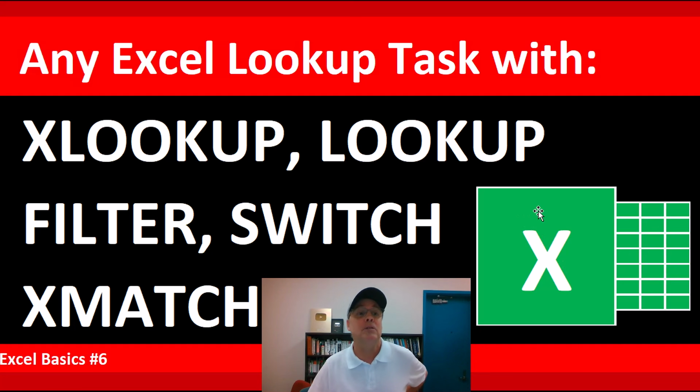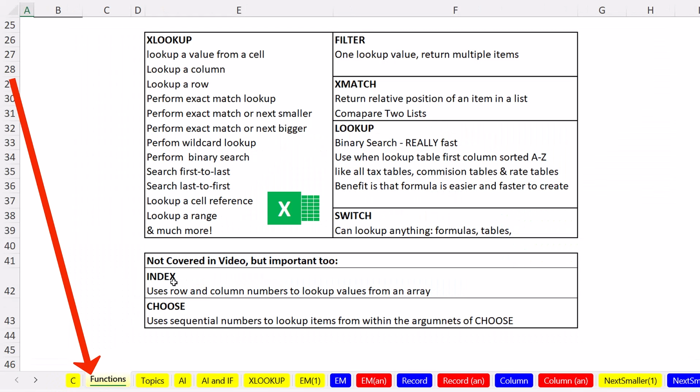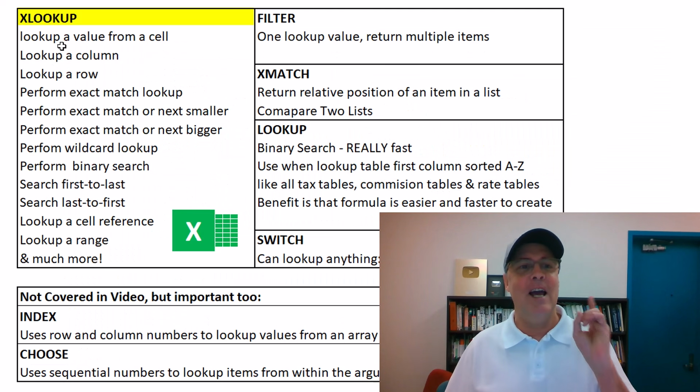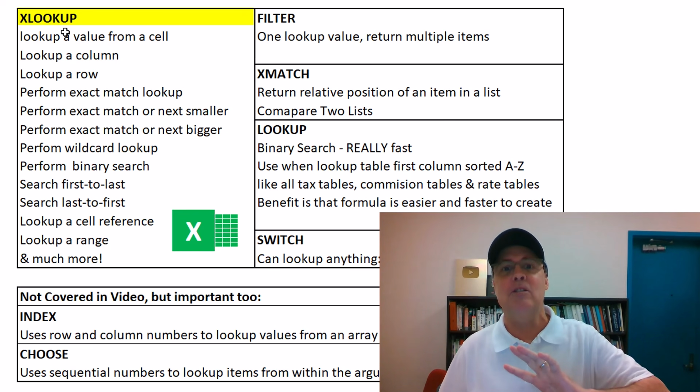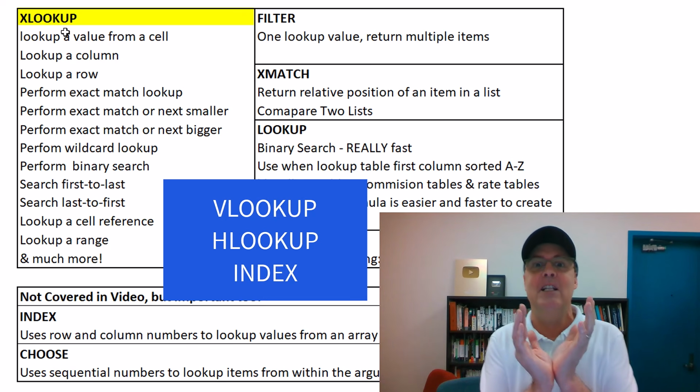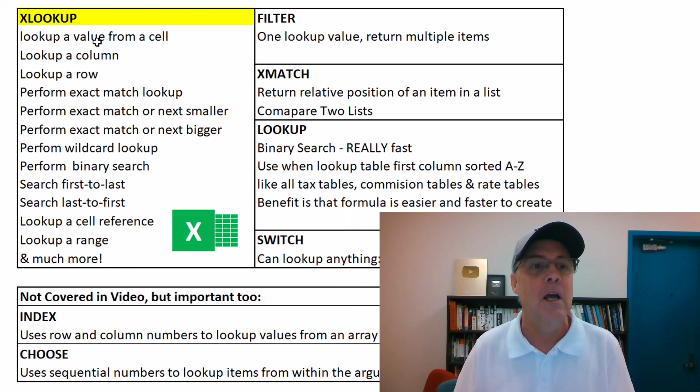We want to be able to do any Excel lookup task with XLOOKUP, lookup, filter, switch, and XMATCH. All are lookup functions. If we go over to the sheet functions, when XLOOKUP was released in 2019, it replaced older functions like VLOOKUP, index, and others. And it does so many things.